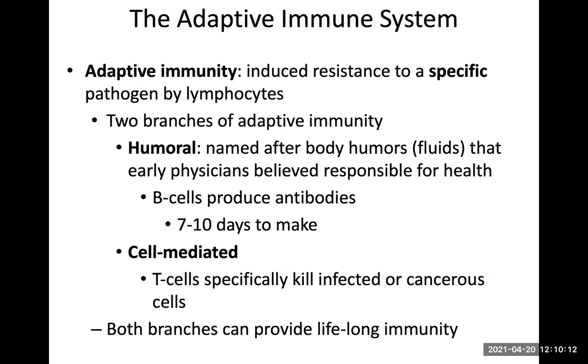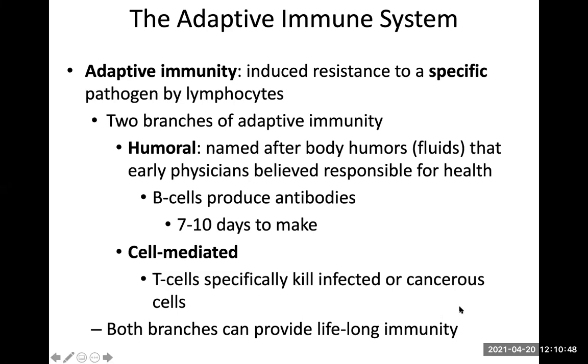Okay. The other branch of the adaptive immune system is called cell-mediated immunity, and this is attributed to T cells. And we'll see that there are different types of T cells, and they all play an important role, but if we had to really boil it down to one thing, we would say the T cells that specifically kill infected or cancerous cells, although there are more functions than just that, because we have more types of T cells than just this one type.